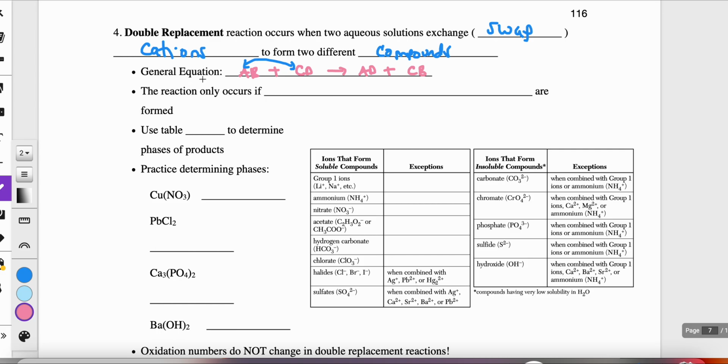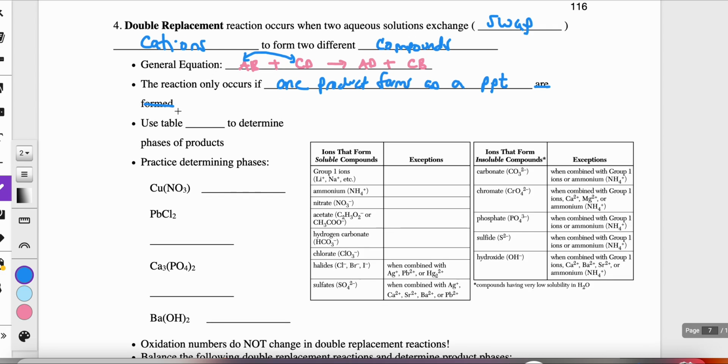Now for us, we're going to keep it simple. A double replacement reaction will only occur if one product forms as a precipitate. Now, when you get into higher levels of chemistry, there's other things that you can look for. But for us, we're going to stick with if a product forms as a precipitate.